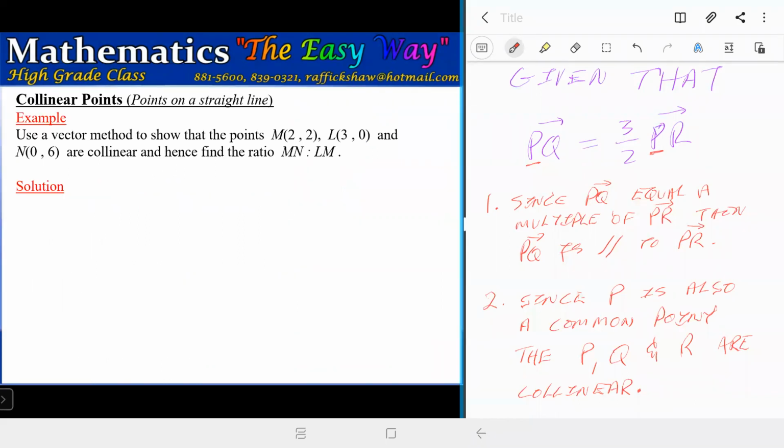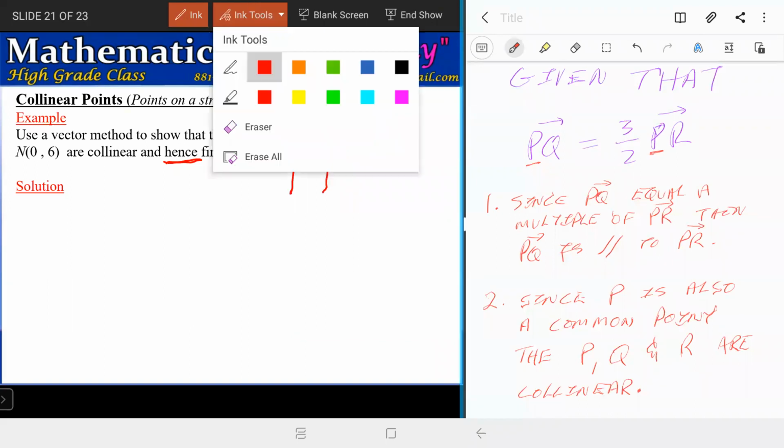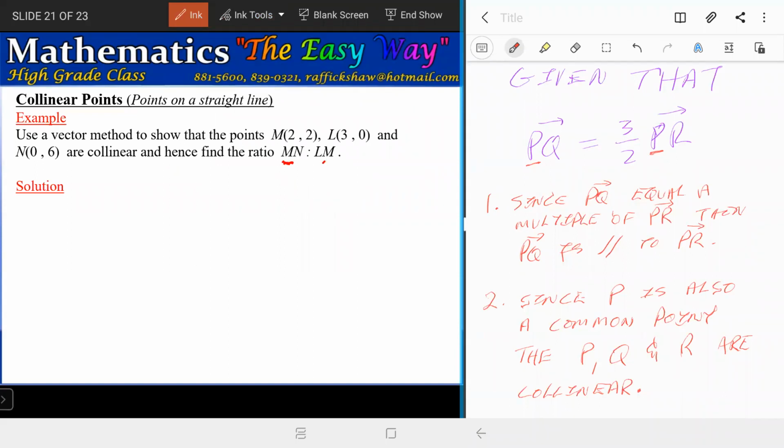Look at this example. Use a vectors method to show that the points A, the points M(2,2), L(3,0), and N(0,6) are collinear. And then we have to find the ratio MN to LM. So basically, by them telling me to find this ratio, it means that I want to use vector MN and vector LM, because the question says hence. So it makes sense to use vector MN and LM. And then my common point would be M.